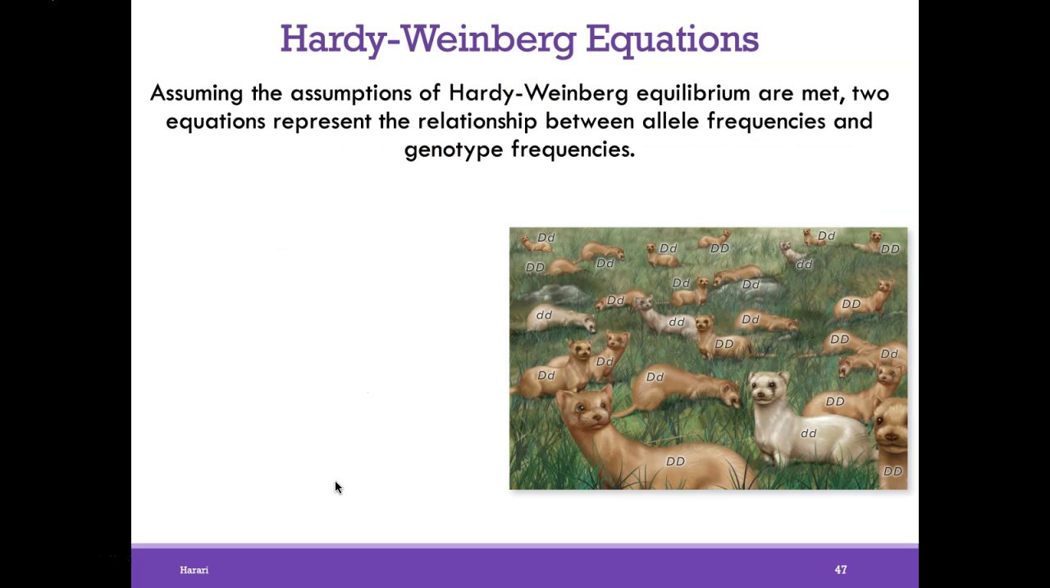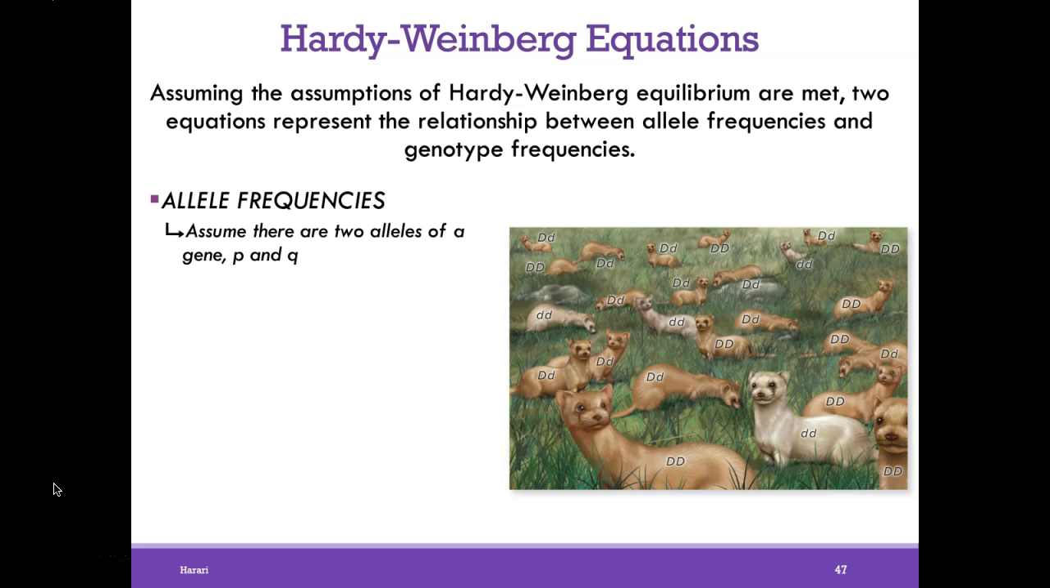So Hardy and Weinberg were both mathematicians that came up with equations that could represent the relationship between allele frequencies and genotype frequencies. And these two equations could only be used if all of the assumptions of the Hardy-Weinberg equilibrium are met. So these are the equations you have to know. And again, this might not make sense right off the bat. You might have to repeat it a couple of times.